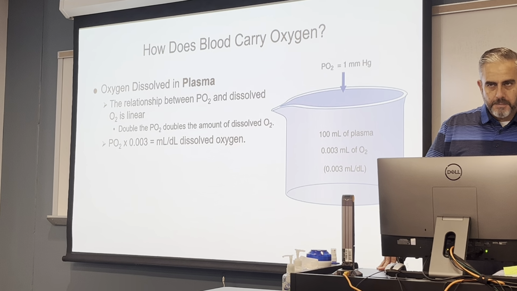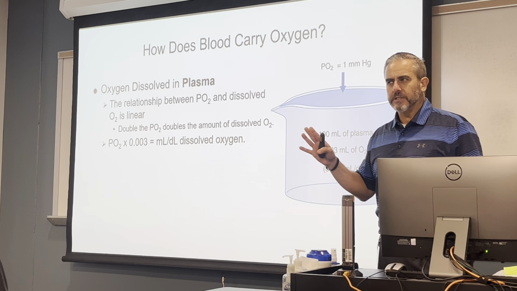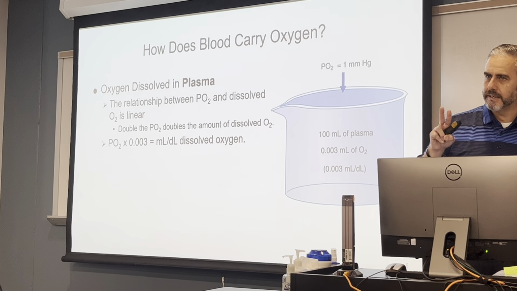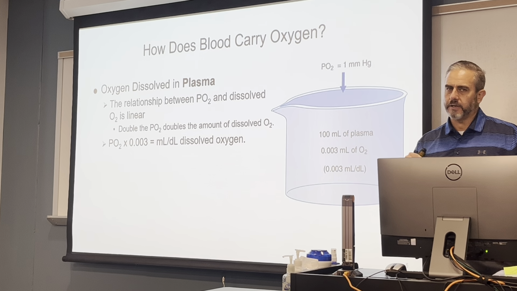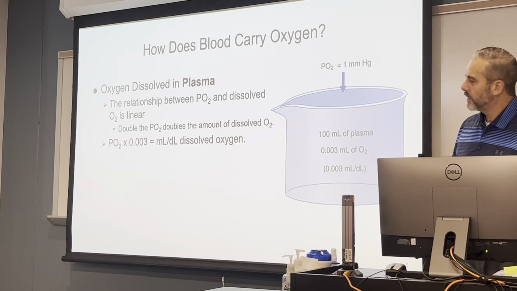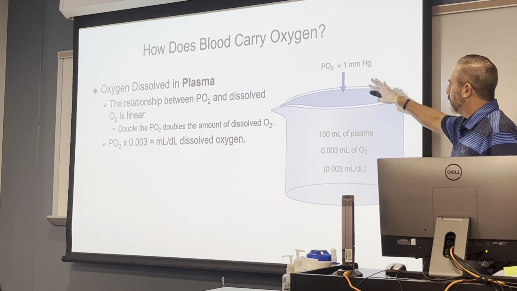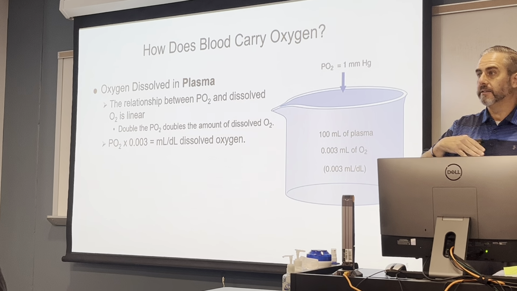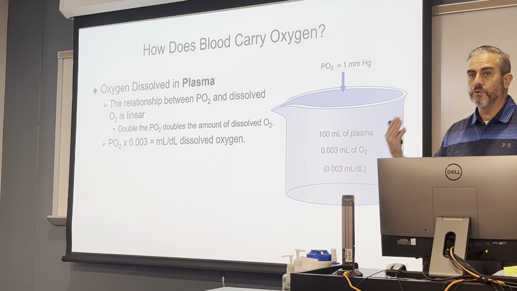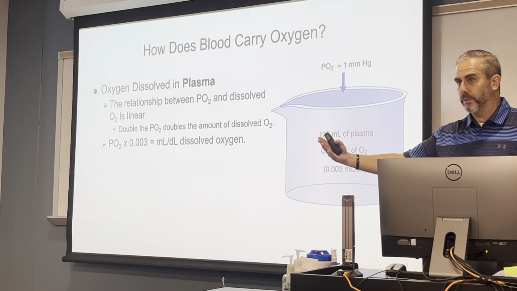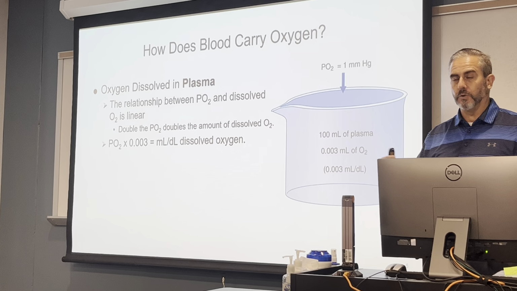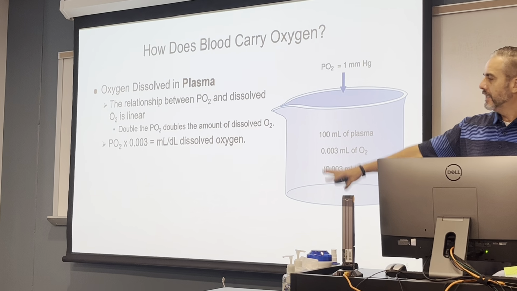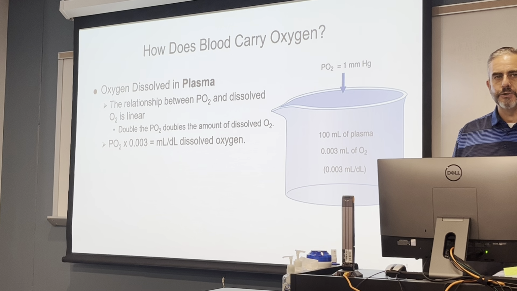So some oxygen, again, what percentage is dissolved in blood plasma? Only about 2%, so a small percentage. There is a relationship between the partial pressure of oxygen and how much gets dissolved, and that's a linear relationship, meaning you double or triple the partial pressure of oxygen, you will double or triple the amount dissolved in the blood plasma. Now there's a little calculation here we'll get to in just a minute.